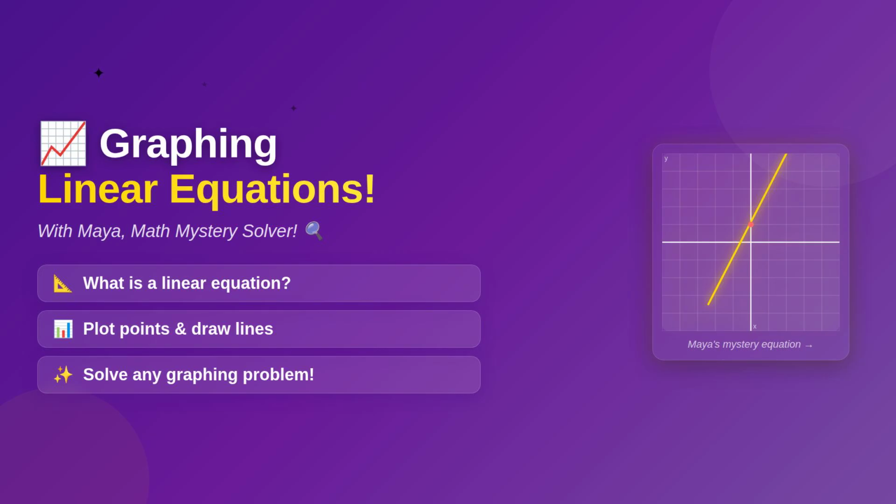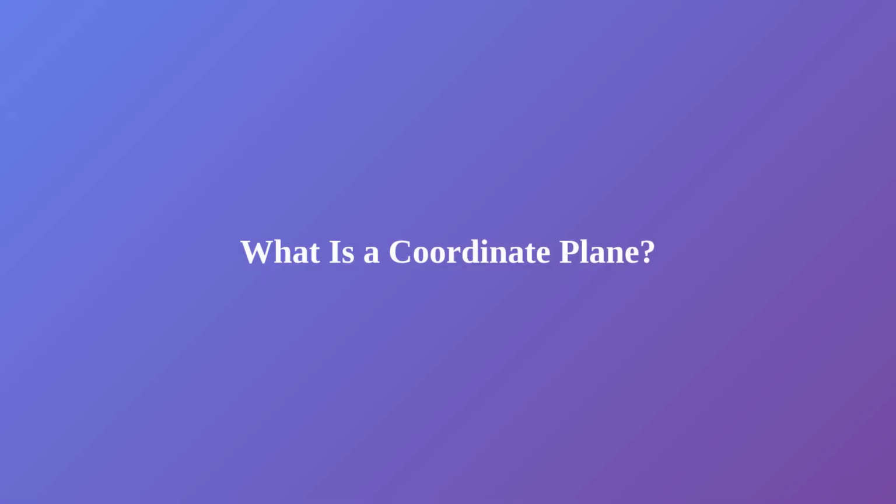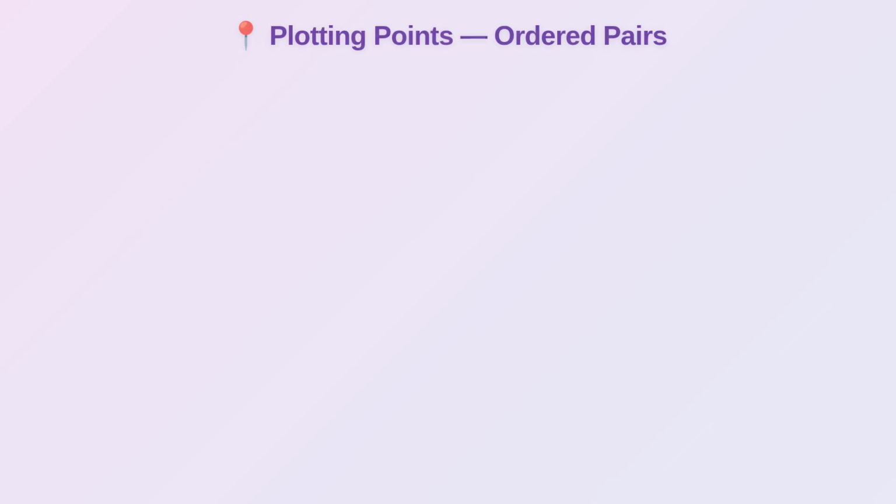Ready? Let's go. Before Maya can graph anything, she needs to know the playing field. The coordinate plane is basically two number lines that cross each other at 0. The horizontal one, going left and right, is called the x-axis. The vertical one, going up and down, is the y-axis. They meet at a special point called the origin, which is (0, 0). Think of it like the center of a city, and every other point has an address.